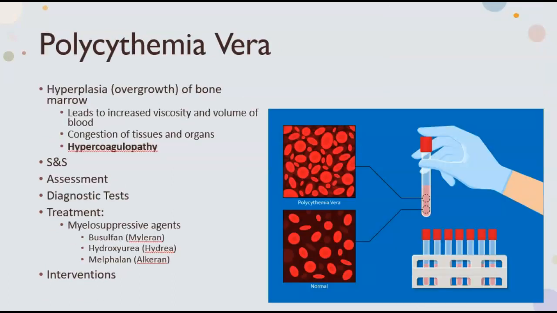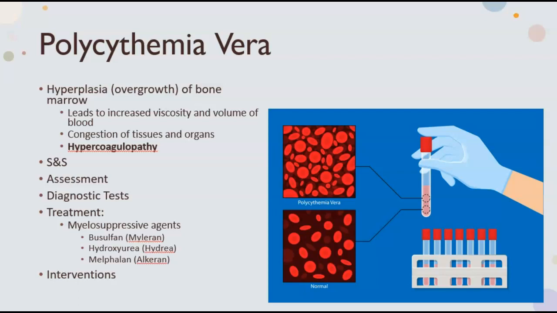Now we will talk about Polycythemia vera. So this is hyperplasia or overgrowth of the bone marrow. So this is going to lead to the overproduction of erythrocytes, granulocytes, basophils, and platelets. So all of those: white blood cells, red blood cells, and platelets. This leads to increased viscosity and volume of the blood. So it increases the thickness of the blood and also increases the volume, the amount of blood.